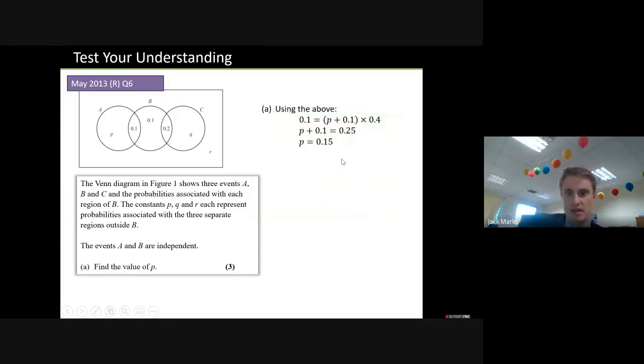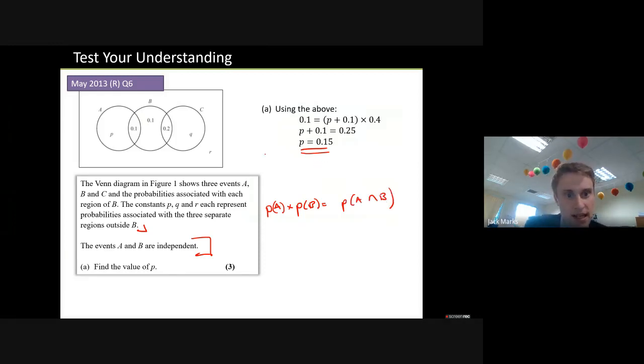So let's take a look at this one here. So we should end up with an answer 0.15. Let's just have a very, very quick look. So there's nothing really new in any of that text there. A and B are independent. That's quite important. So that means that the probability of A times the probability of B should be equal to the probability of A intersection B.